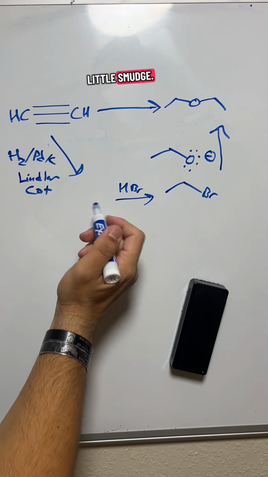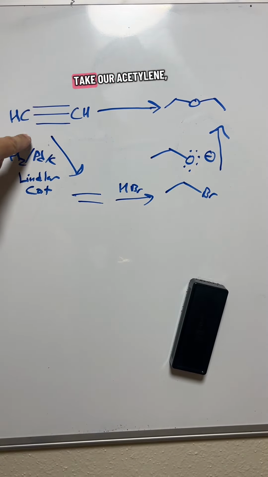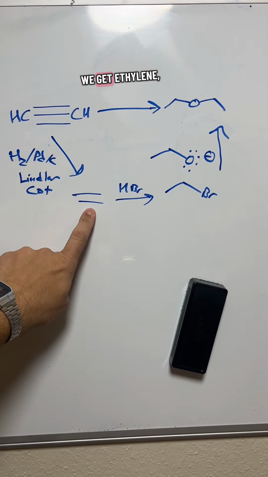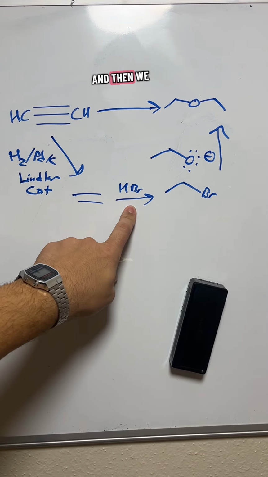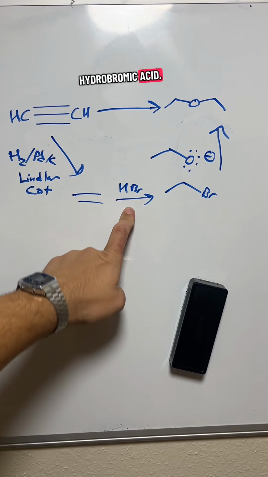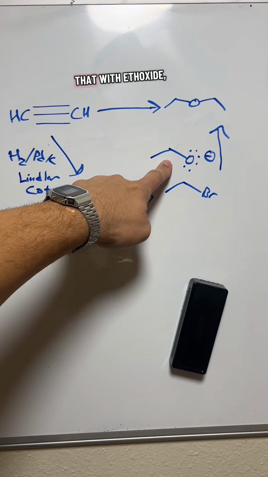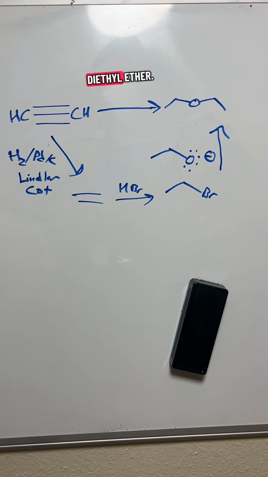Ooh, they got a little smudged. Okay, so there we go. We take our acetylene, we hydrogenate with a Lindlar catalyst, we get ethylene or ethene, however you say it, and then we subject it to hydrobromic acid, we get bromoethane. Then we react that with ethoxide, giving us our diethyl ether.